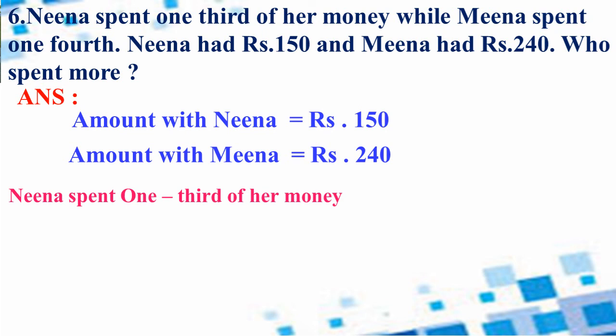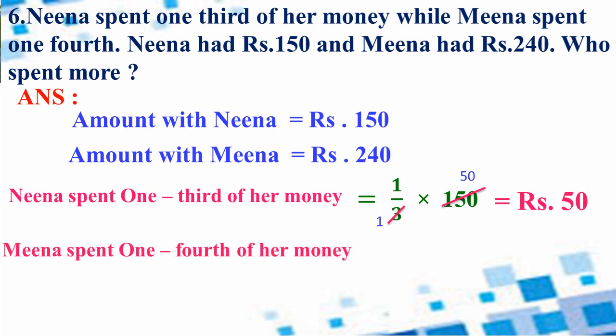Nina spent one third of her money. So that is 1 by 3 of 150. We multiply 1 by 3 into 150. So 1 3s are 3 and 50 3s are 150. Let us multiply 1 and 50. So we get rupees 50.